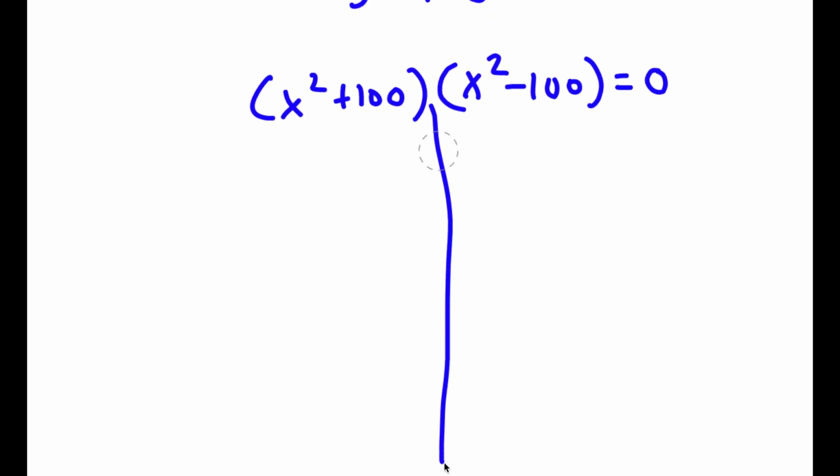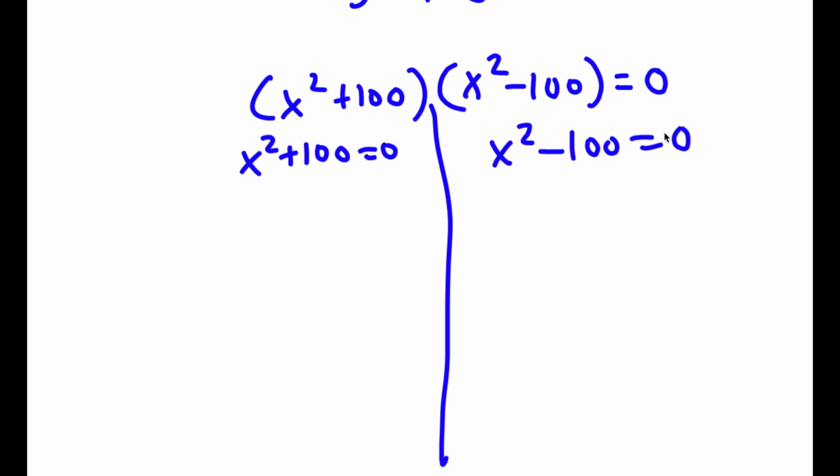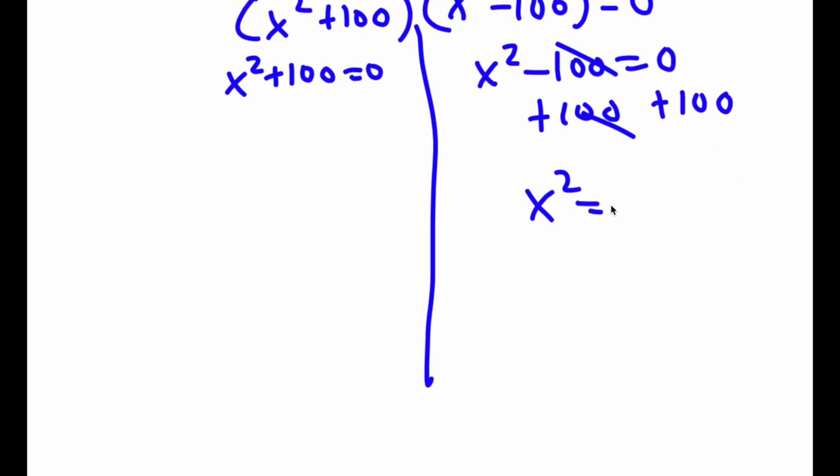So now this gives me two equations. I have x squared plus 100 is equal to 0, and I have x squared minus 100 is equal to 0. So let's first solve x squared minus 100 is equal to 0. So the first thing I'm going to do is add 100 on both sides. So then these two cancel out. I'm left with x squared is equal to 100.